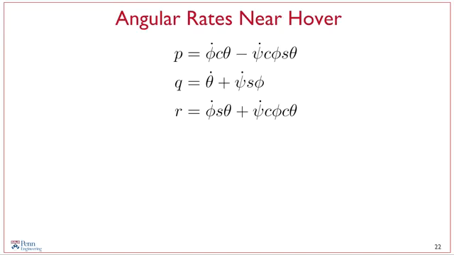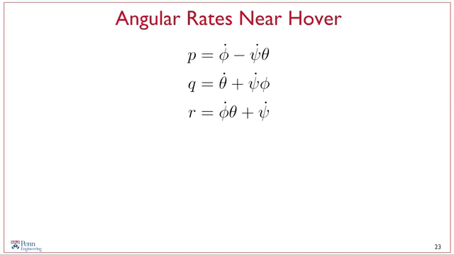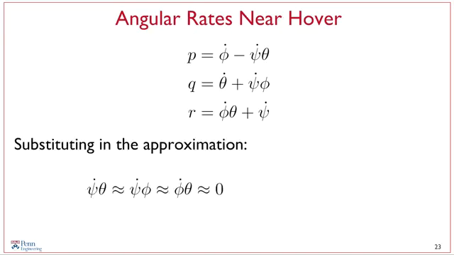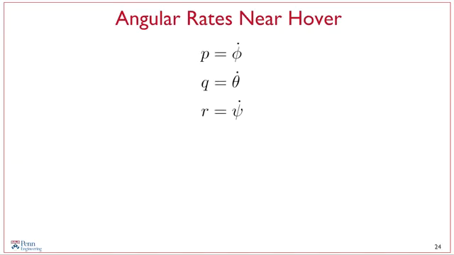We can then substitute in the approximations for sines and cosines of theta and phi. This will result in the equations shown here. Next, we can approximate all terms that are the product of an angle and an angle's derivative as 0. Near hover, theta and phi and all angular derivatives are close to 0. The product of two terms near 0 will be very small, and as a result, we can approximate these terms as 0 itself. Substituting these approximations into the equations tells us that around hover, the angular velocity components are approximately the time derivatives of the Euler angles.